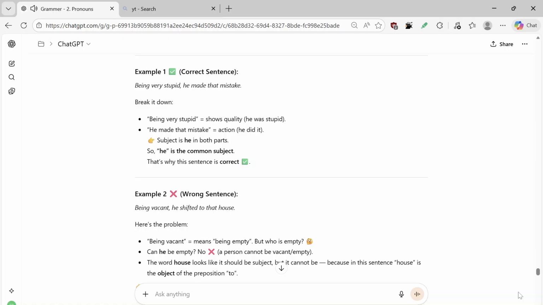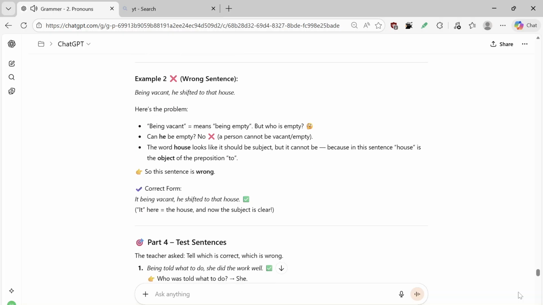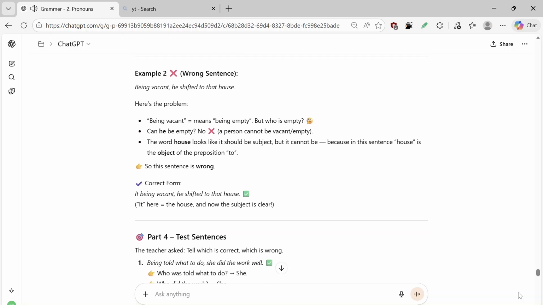Example 2, wrong sentence: Being vacant, he shifted to that house. Here's the problem. Being vacant means being empty. But who is empty? Can he be empty? No, a person cannot be vacant. The word house looks like it should be the subject, but it cannot be, because in this sentence, house is the object of the preposition to, so this sentence is wrong. Correct form: it being vacant, he shifted to that house. It here is the house, and now the subject is clear.